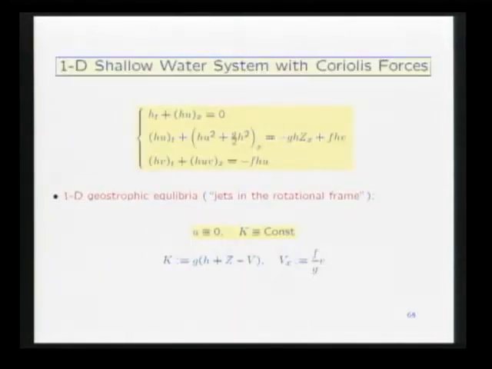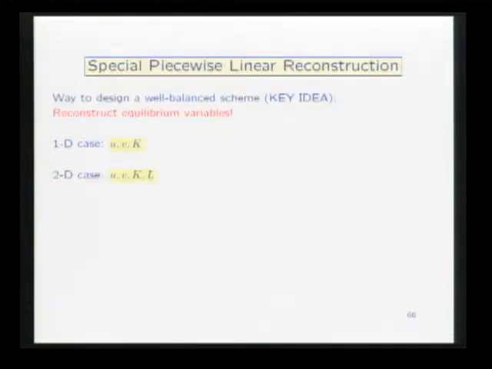But I will not talk about 2D. Let's look at 1D. For the 1D system with Coriolis forces, I still need to consider the third equation for HV. So this is the system, this is the 1D version. And the geostrophic equilibrium will be just this: U is constant and K is constant. And once again, K is a global variable.